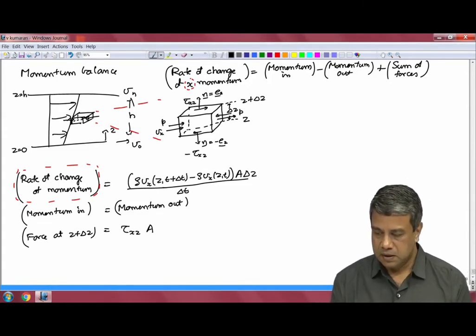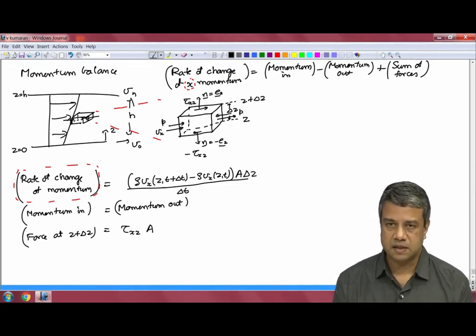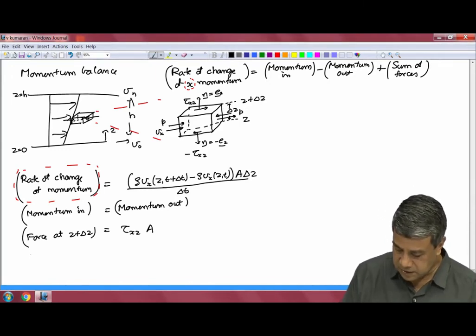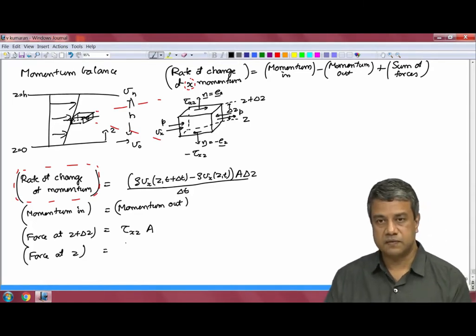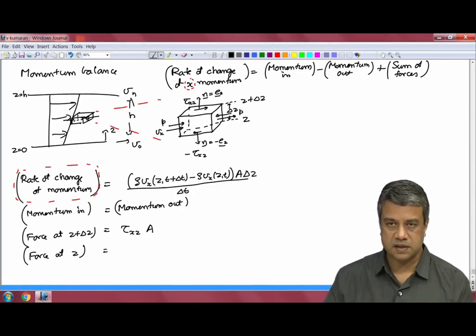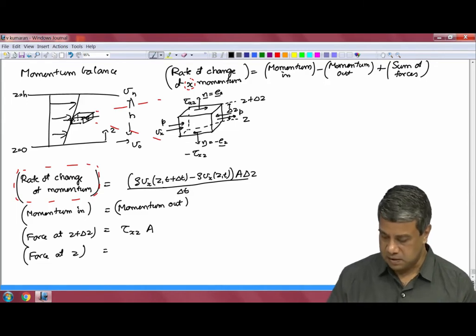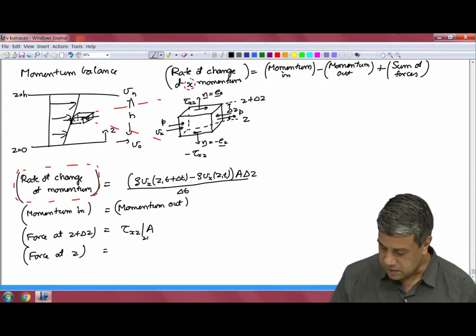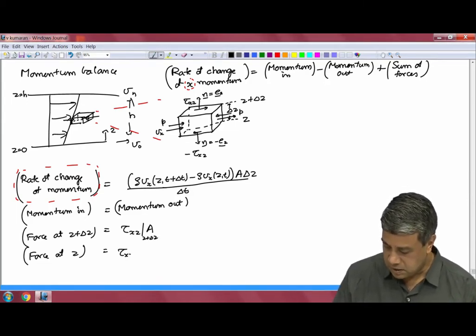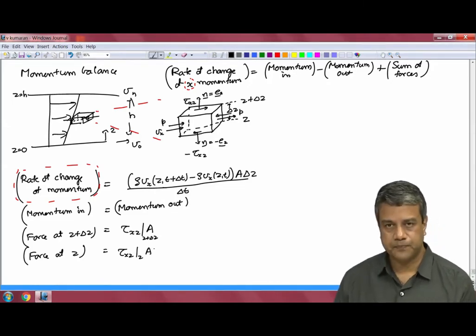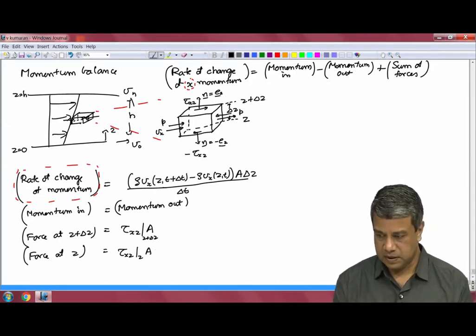So, the shear stress at the surface with unit normal plus Ez is tau xz, where tau xz is in the plus x direction. These are both surface forces, forces acting on the surface, the shear stress and the pressure. Pressure sums to 0. Shear stress does not necessarily sum to 0 because there is a variation in the z direction. So, this one is tau xz at z plus delta z times A, and this is tau xz at the location z times A.